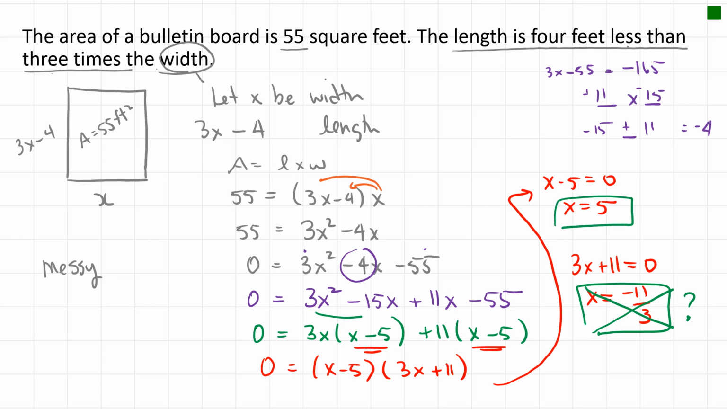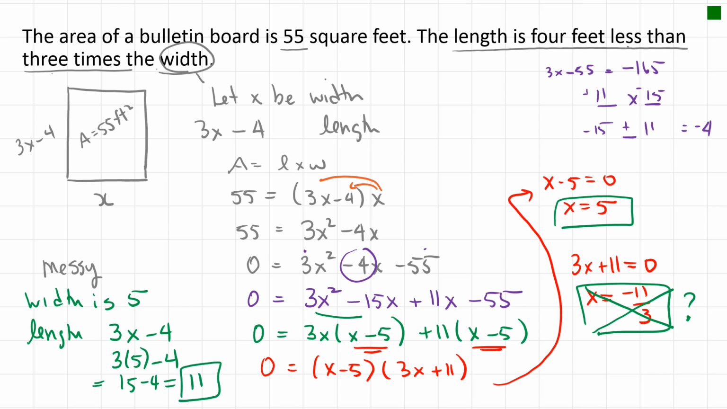So if x is 5, then the width is 5, and the length must be 3 times x minus 4, or 3 times 5 minus 4, which is 15 minus 4, which is 11. So the length is 11 and the width is 5.